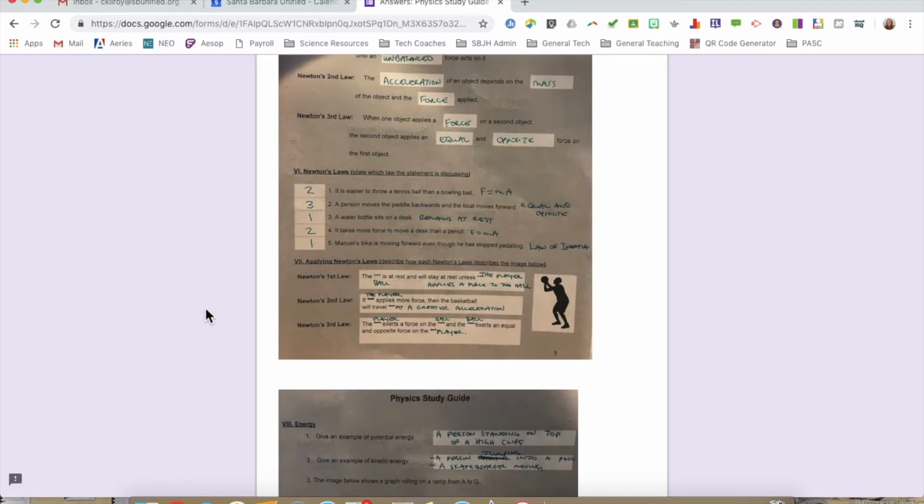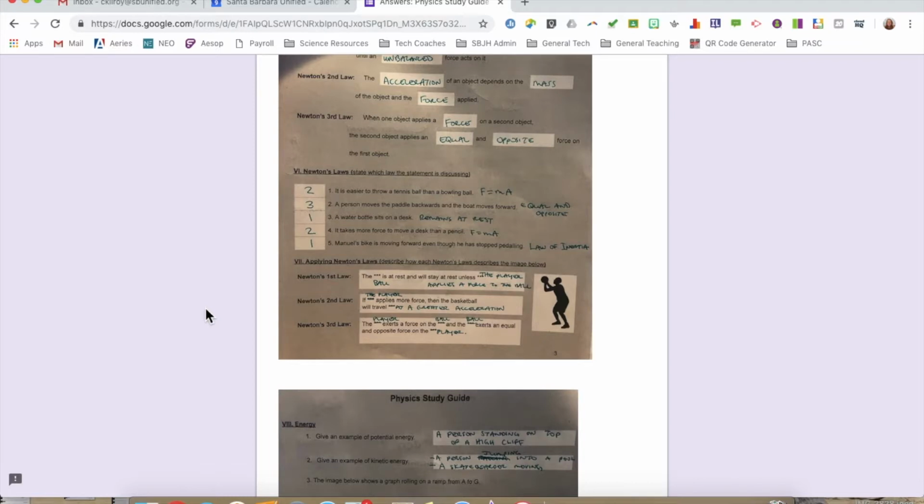So looking at these examples, it is easier to throw a tennis ball than a bowling ball. That is Newton's second law. It's looking at the difference of masses between the tennis ball and the bowling ball. It requires less force to move the tennis ball than a bowling ball. 2. A person moves the paddle backwards and the boat moves forward. Due to equal and opposite forces, this is an example of Newton's third law.